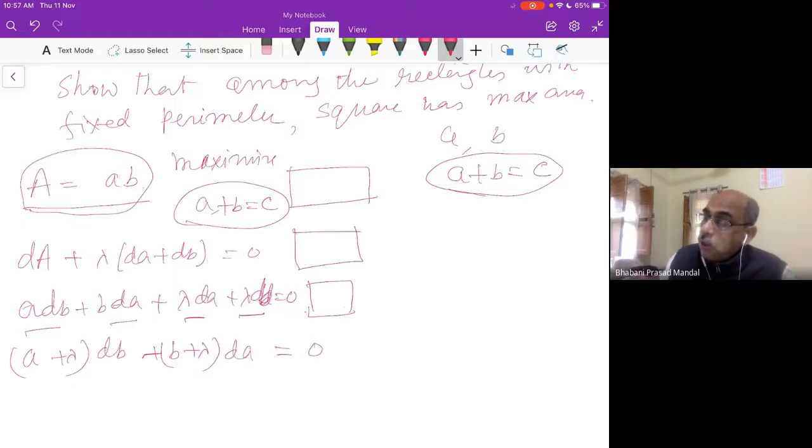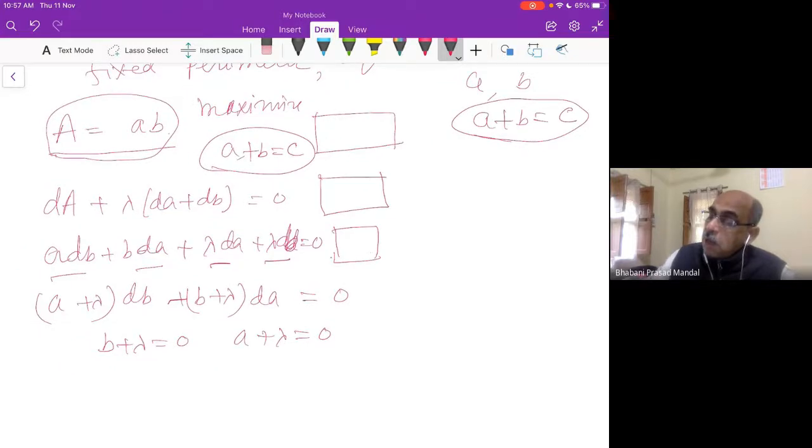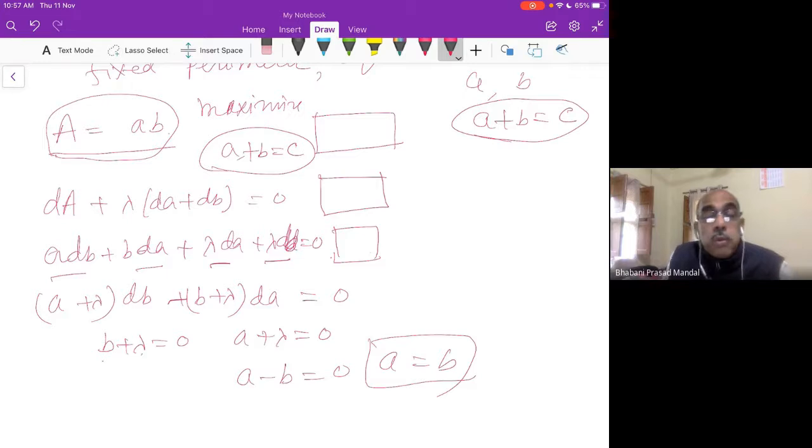Now you can take A and B as independent because I have introduced lambda. So immediately I get B plus lambda equal to 0, A plus lambda equal to 0. That means if you eliminate lambda, lambda equal to minus B, so A minus B equal to 0. So A equal to B. A equal to B means square.